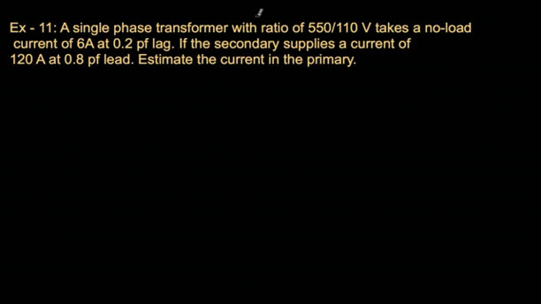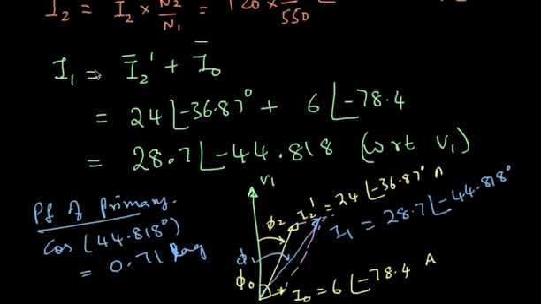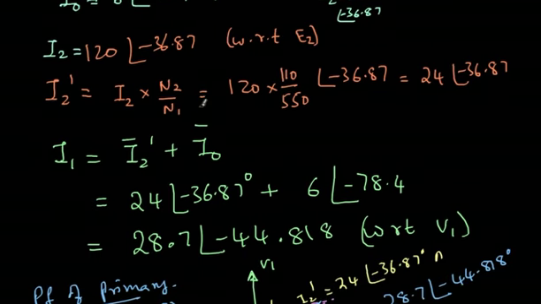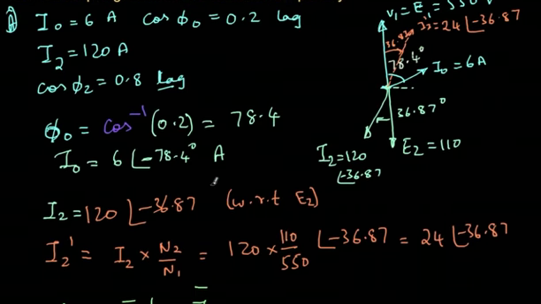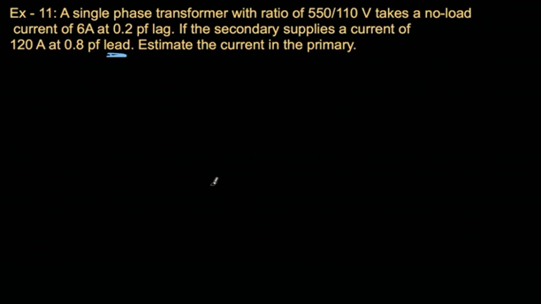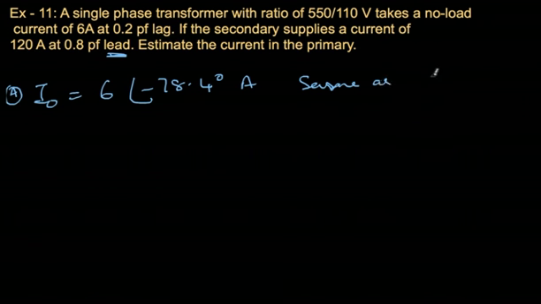Here you notice everything is exactly the same: a single phase transformer, same data. The only difference is at this point. Earlier the power factor was lagging, now the power factor is leading. Only this is a change. So the I naught current is exactly the same. I'll just copy the I naught current from above: 6 at minus 78.4. So I naught is 6 amperes at minus 78.4 degrees. This is exactly the same as example 10.